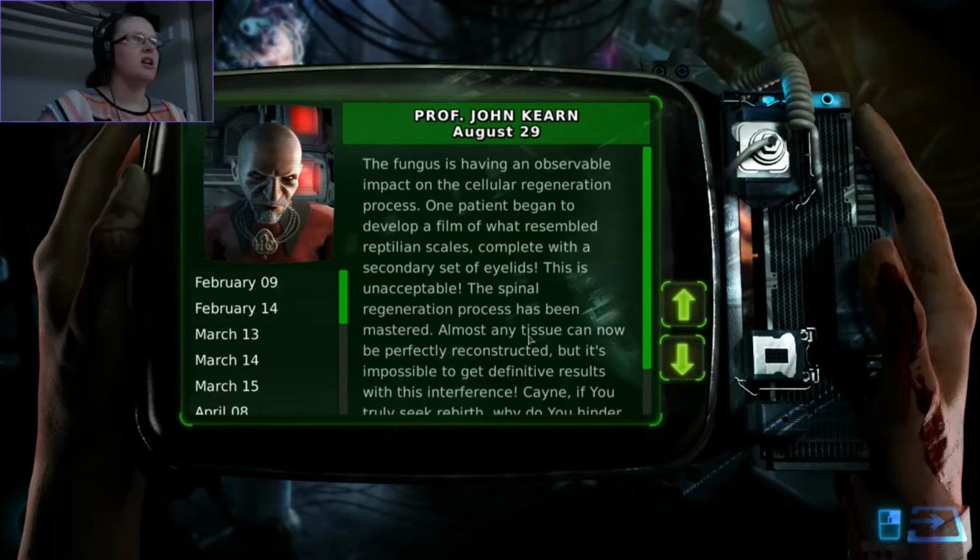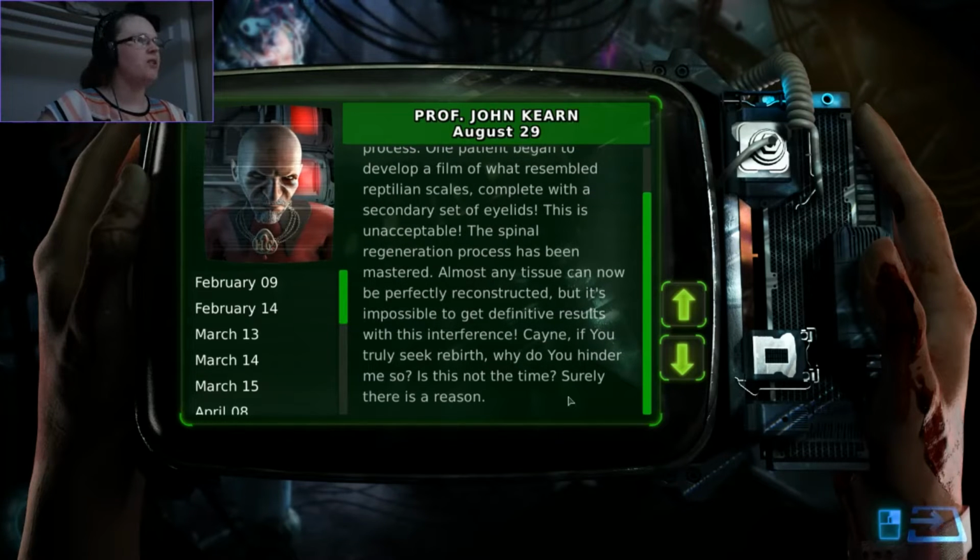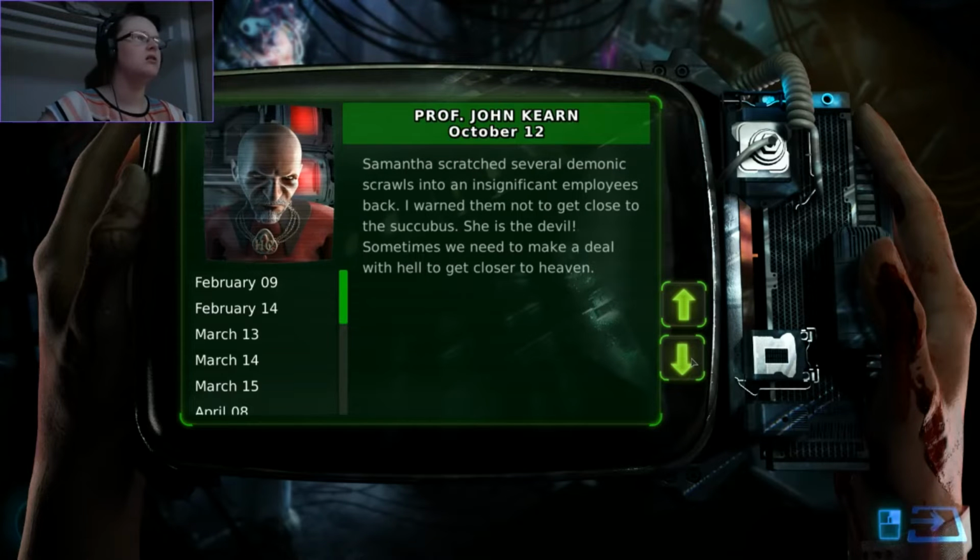This fungus is having an observable impact on the cellular regeneration process. One patient began to develop a film which resembled reptilian scales, complete with a secondary set of eyelids. This is unacceptable. The spinal regeneration process has been mastered. Almost any tissue can now be perfectly reconstructed, but it's impossible to get definitive results with this interference. Cayne, if you will truly seek rebirth, why do you hinder me so? Is it not the time? Surely there is a reason.